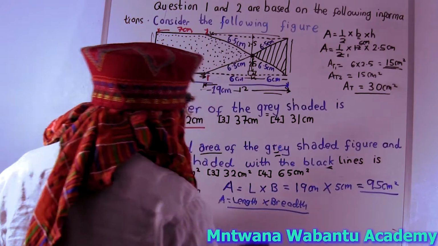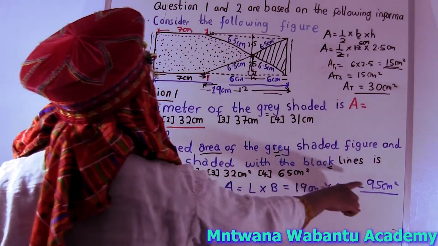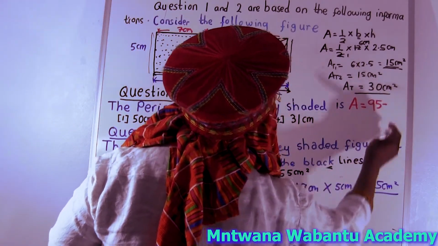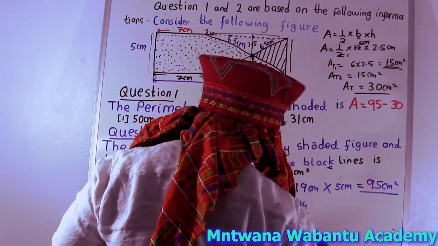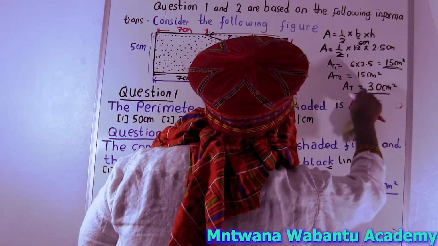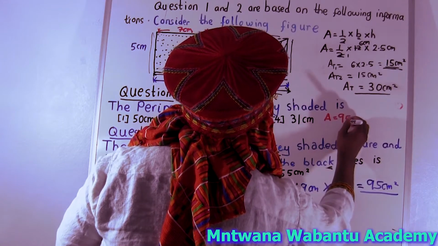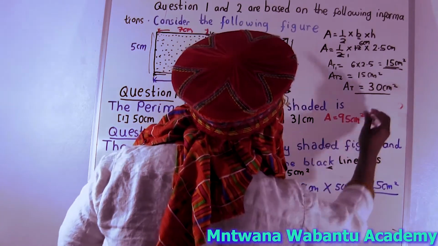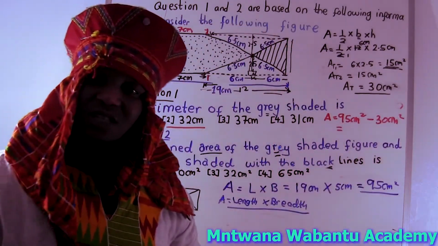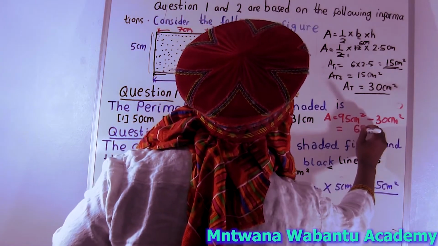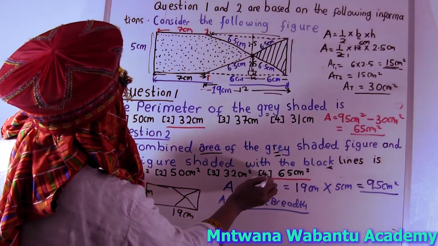See? So now we're going to say our area of the shaded region is equal to 95 minus 30. Okay, let's write that. I think it's going to be good and more professional. Area needed equals 95 centimeter square minus 30 centimeter square. So 95 minus 30 equals 65. So we get 65 centimeter square. So if you come to the options, it's going to be option number 4.